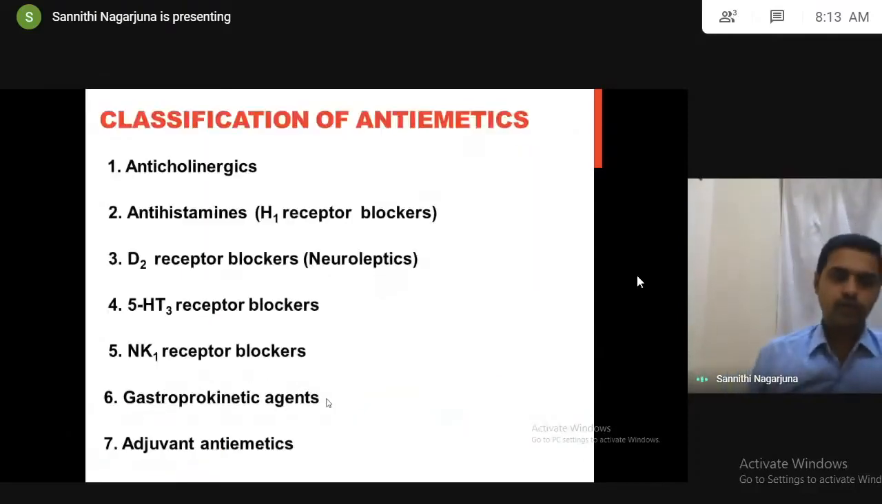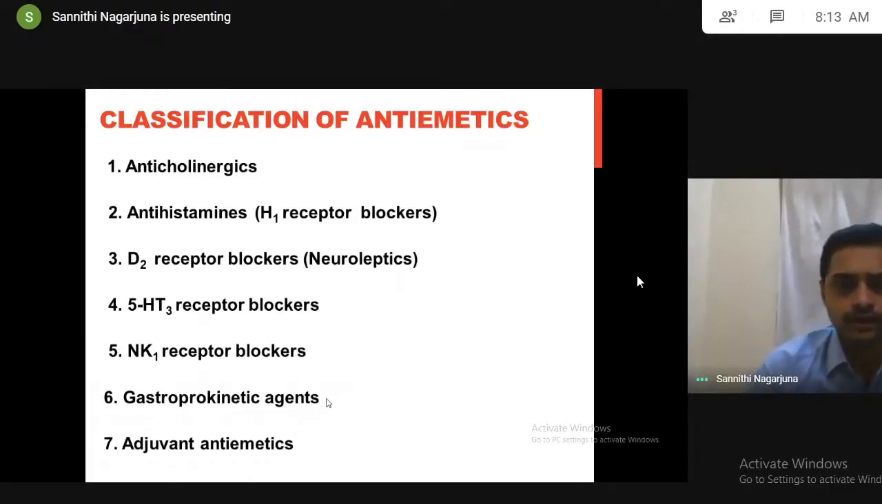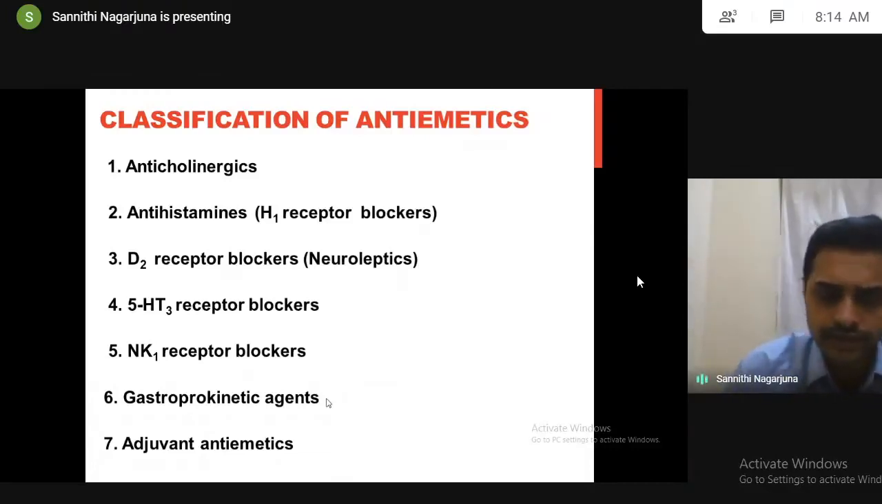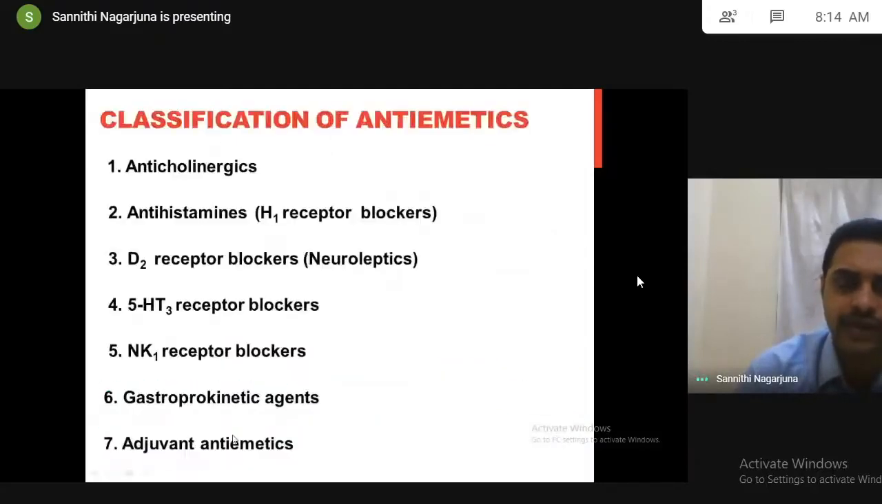So, moving on to the classification of antiemetics. I hope you have all written the mechanisms for these antiemetics, and that the same mechanisms you may have drawn. Based upon our earlier discussion on pathogenesis, these are the mechanisms and classification for the antiemetics. Motion sickness is because of the stimulation of muscarinic and H1 receptors, so we are using anticholinergics and antihistamines.